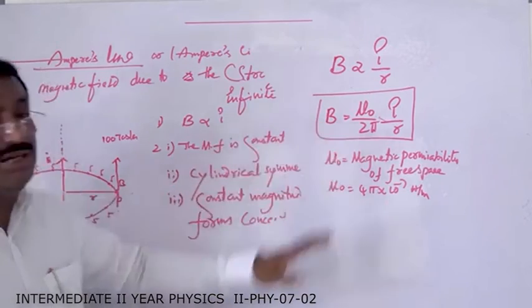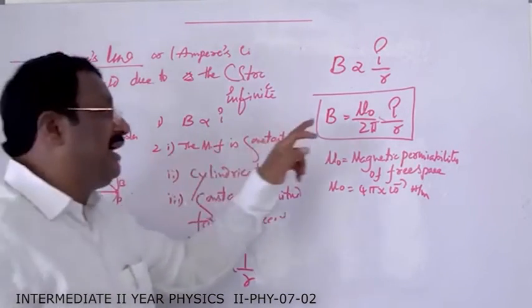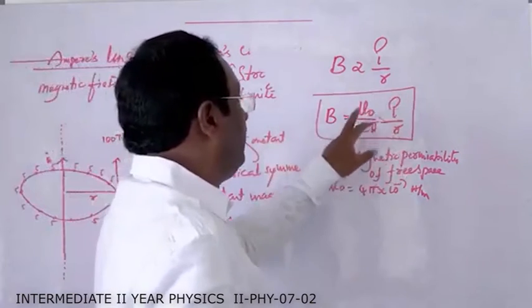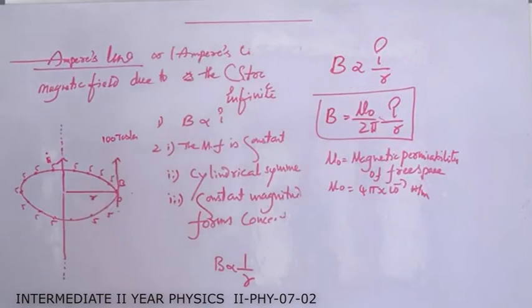So this is called Ampere's law to find the magnetic induction due to a straight current carrying infinite conductor, mu naught by 2 pi I by R. The same equation we can apply where there is symmetry like this.